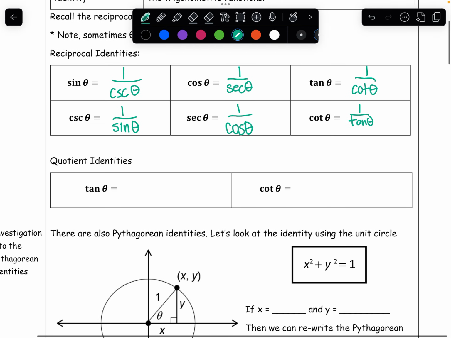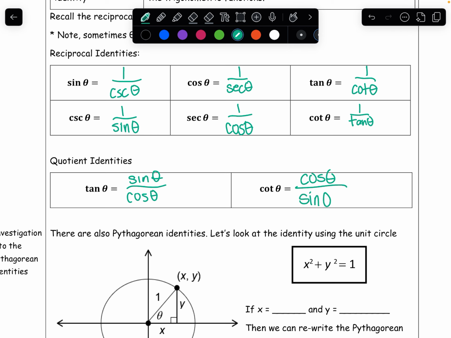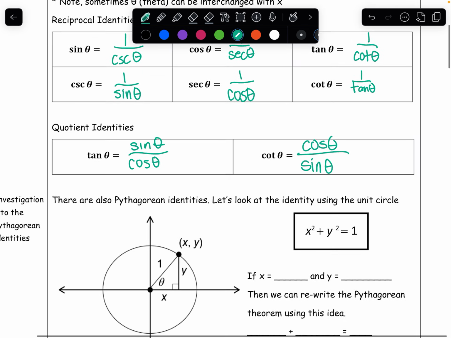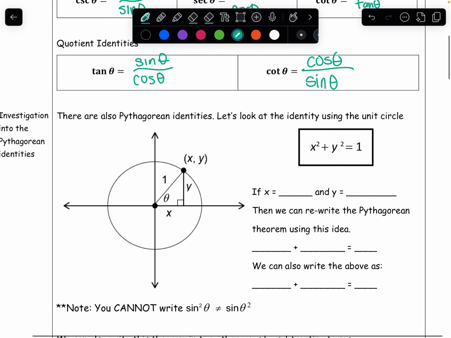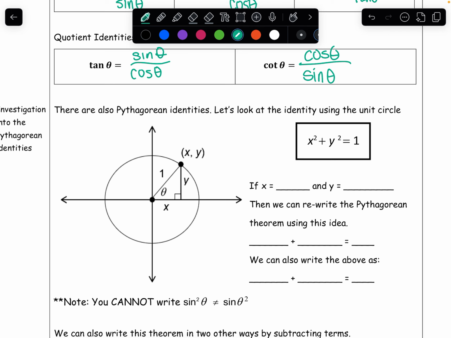Our quotient identities: tangent of theta is y over x, so it's sine of theta over cosine of theta. And since cotangent is the reciprocal of tangent, we do the reciprocal, so it's cosine over sine. Okay, so you will need to remember these because we're going to be using them to verify identities, which is what we're doing today. So before we do that, we need to understand what a Pythagorean identity is.